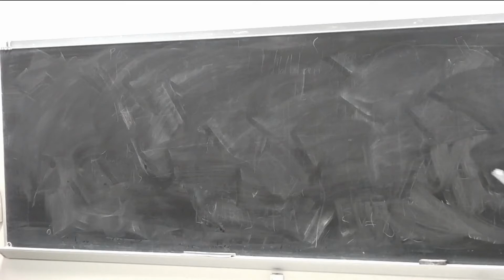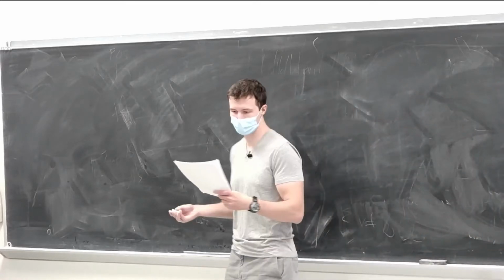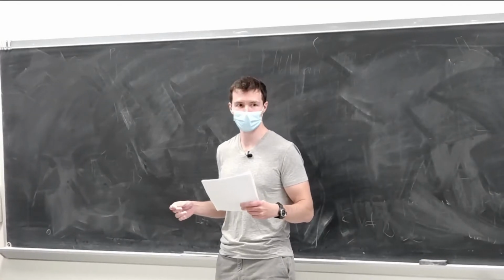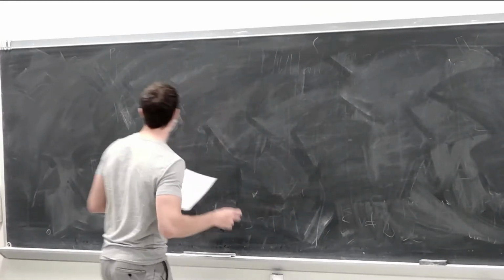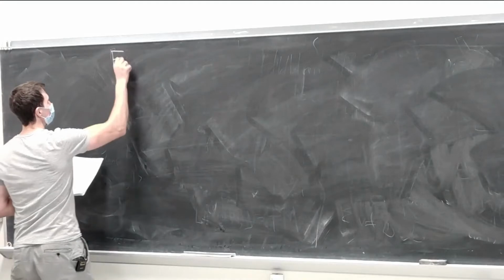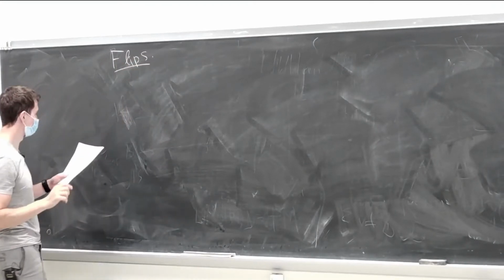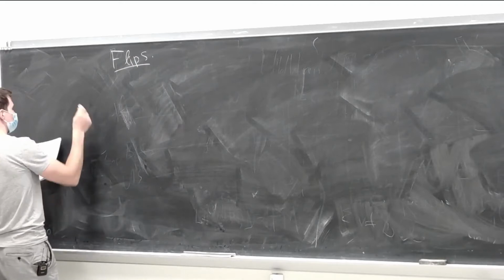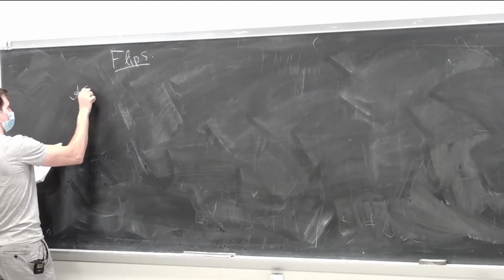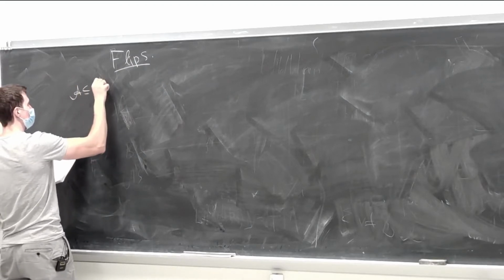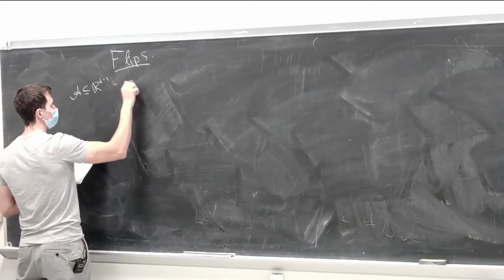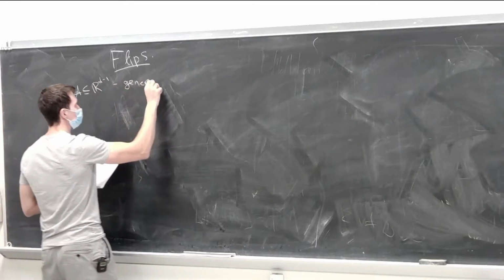Remember what we did last time, but according to my notes, we were doing flips, right? Flips of triangulations. Okay, so flips of triangulations, and as a reminder, we have a point configuration in R^(d-1) of n points in general position.